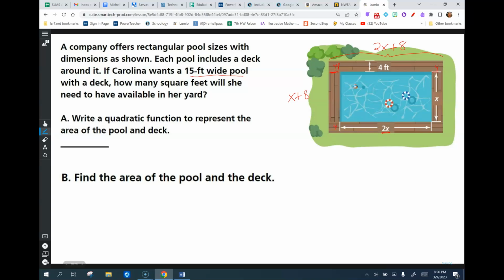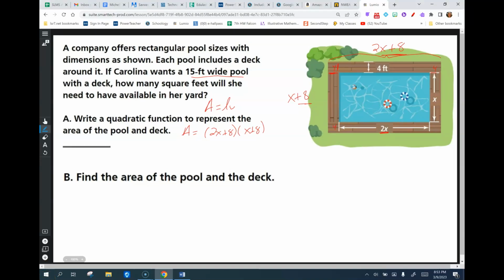Now we're going to write a quadratic function to represent the area of the pool and the deck. So we don't have to take it out. It's different than what we did before. We're not finding out how big the patio is around or how the deck is. We're finding out the two of them combined. So all we're going to do is take area, remember, is length times width. So my length is 2x plus 8. My width is x plus 8. So area is equal to (2x plus 8)(x plus 8). Okay, that's our quadratic equation. Now we can multiply that out if we want to.